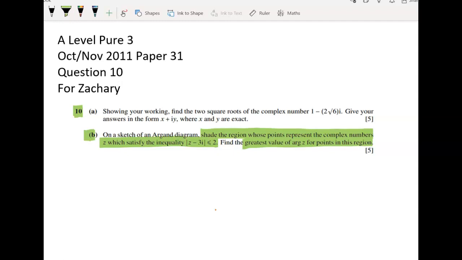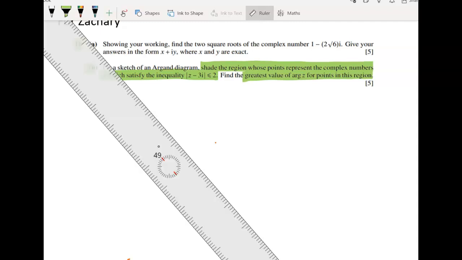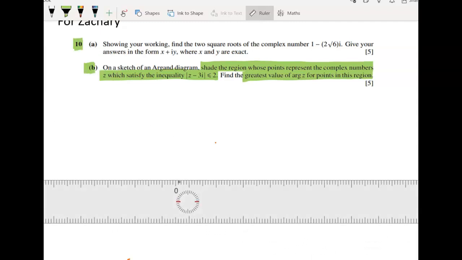Kia ora koutou. This is a complex numbers question for Zachary, and it's just the second half of a question from one of the 2011 papers. And it's one where we have to find a locus and then do some stuff with it.